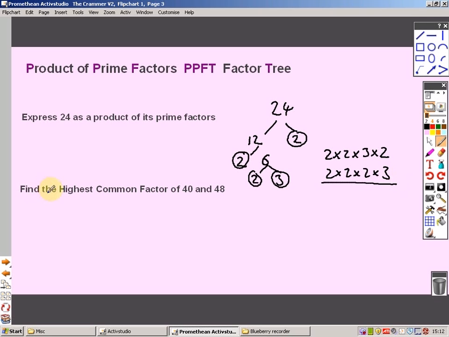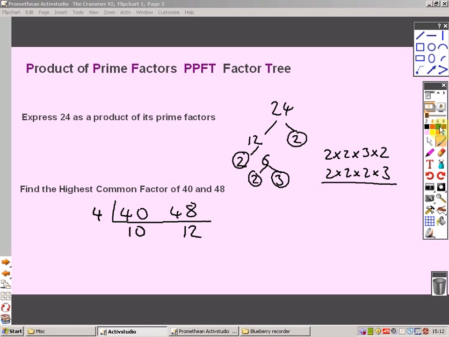Second bit, find the highest common factor of 40 and 48. 40 and 48. What number can I find that goes into both? Looking at that very quickly, to me it's obvious that that's going to be 4. So I write a 4 there. 4 times 10 gives me 40. 4, what times what gives me 48? The answer is 12.